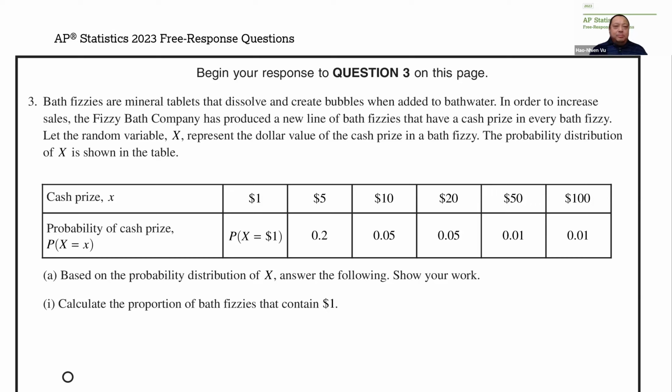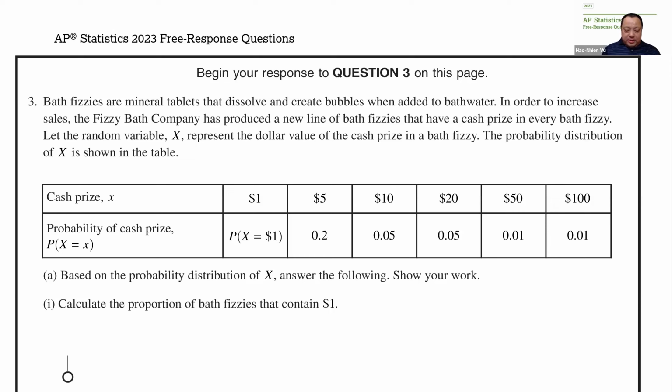Bath fizzies are mineral tablets that dissolve and create bubbles when added to bath water. In order to increase sales, the Fizzy Bath Company has produced a new line of bath fizzies that have a cash prize in every bath fizzy. Let the random variable x represent the dollar value of the cash prize in a bath fizzy. The probability distribution of x is shown in the table.